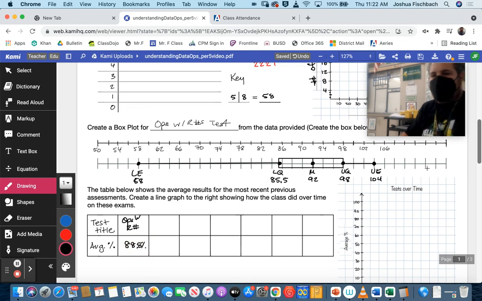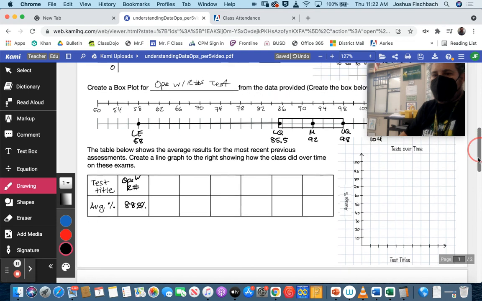Okay. And then when we go over here to our linear line graph, all we've got to do is right here, like we could do, let's say, R numbers for a rational numbers test. And then we're just going to put 88.8 in here. So 88.8 looks like it's about there. Now, as we progress over time, you're going to start seeing a line plot for this, where we can see if you're improving or declining over time. But for right now, that's all we need to fill out. And that's pretty much how you do everything.